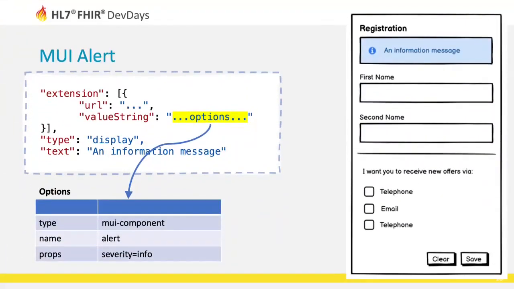Like the divider, we're using the MUI component type. We're passing alert for the name of the component, and we're also passing a prop called severity with the value of info. We can also see the text property has been used this time. This property is used to provide the text that is rendered inside the alert component.